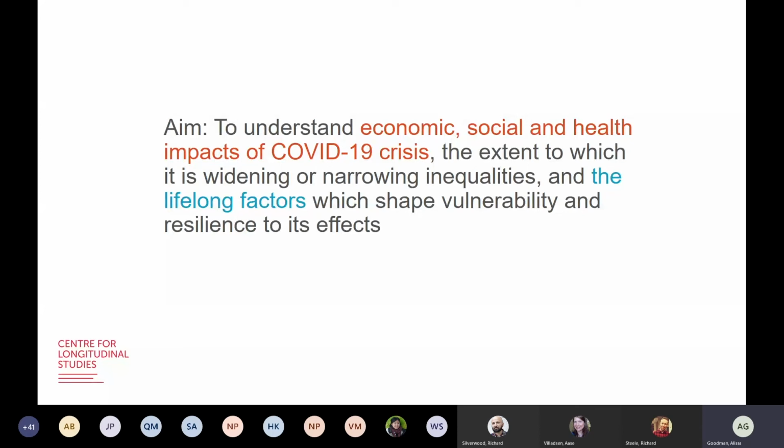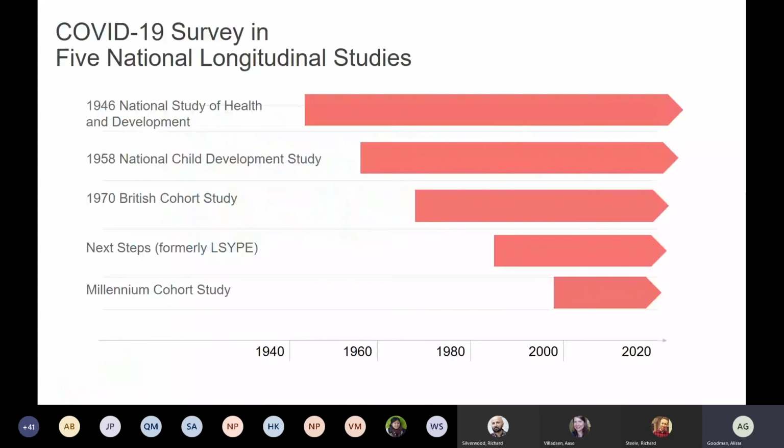And you can see here the part that I've highlighted in blue, the lifelong factors which shape vulnerability and resilience to its effects. So the fact that the data collection is in nationally representative samples and embedded in studies which have been following people across life, I suppose emphasizing here the lifelong factors is really one of the very unique aspects of the data for us to be able to do research which builds those into the understanding of the impacts of COVID. 5 studies that are taking part.